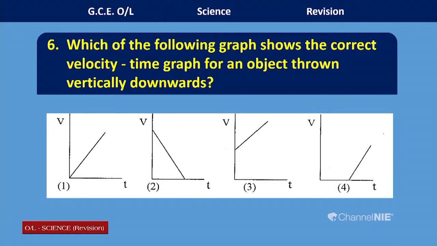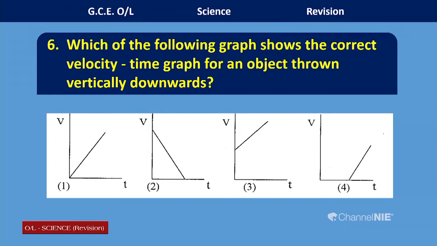Question number 6: which of the following graphs correctly shows the velocity time graph of an object thrown vertically downwards. This is from your grade 10 chapter 2. You have done Vt graphs and St graphs. What is V here? Velocity, y axis. What is T here? Time, x axis. So we call it a Vt graph. Sometimes you can get a Vi graph, then we call it voltage and current, that is Ohm's law. Now, in a velocity time graph, the gradient of the graph indicates the acceleration.